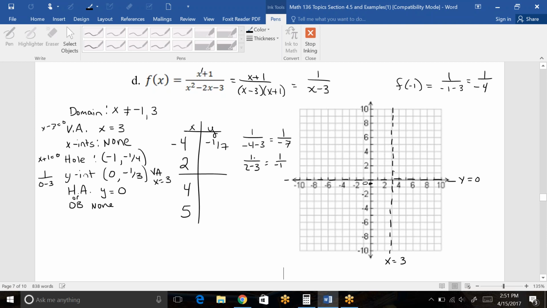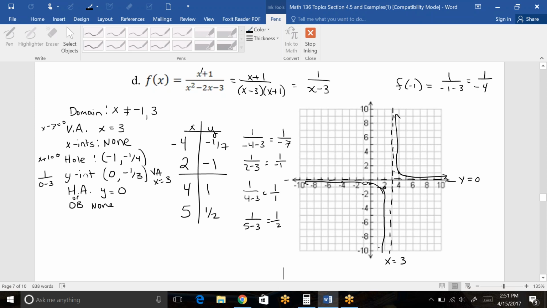That would be -1. That's going to be +1. And plugging in 5, we get 1/2. So we're going to plot those points. -4, 1/7 is pretty close to that asymptote. 2, -1 is right about here. Then we have 4, 1, and 5, 1/2. So it looks like we're staying in this region up here. And we're going to double check to make sure it doesn't cross the horizontal asymptote. And down here it looks like we're staying in this region.